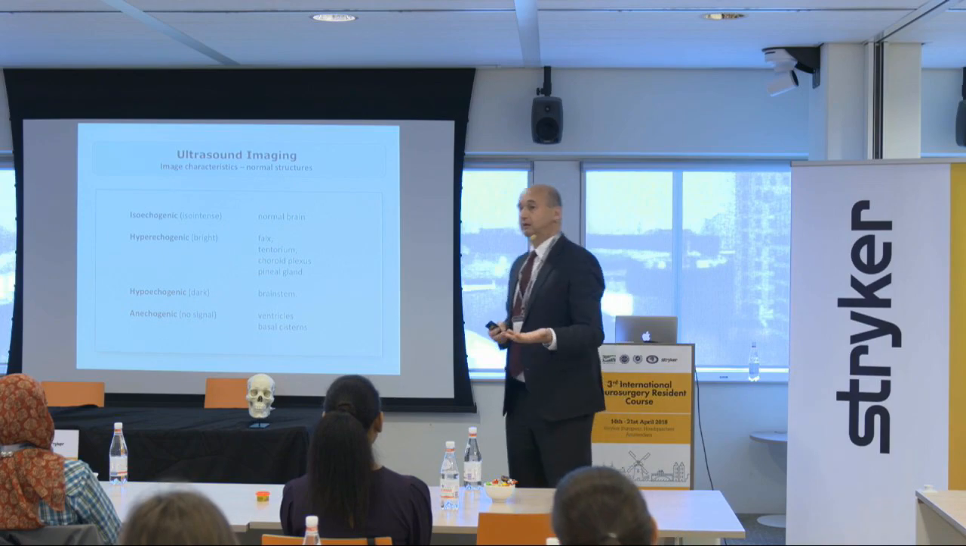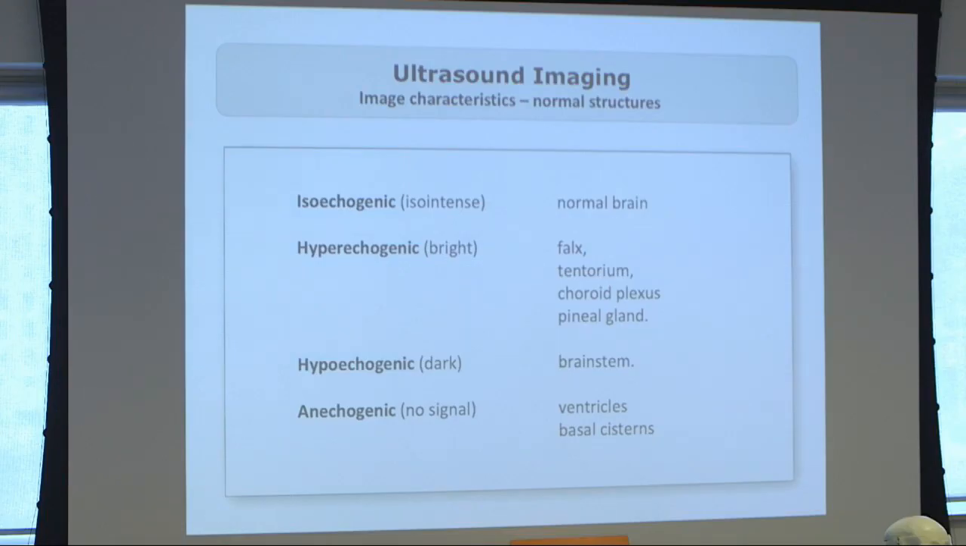Now, with MR images we use the term intensities, and we use densities for CTs. And in ultrasound imaging, we use the term echogenicity, and every anatomical structure will give you a particular signal back again, say hyperechogenic for the falx or hypoechogenic for the brainstem. And this is the terminology that we'll be using.